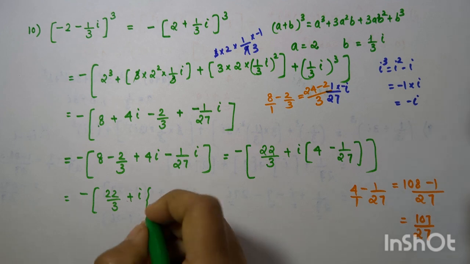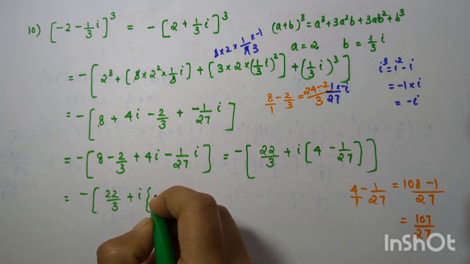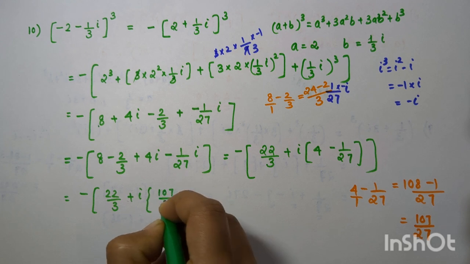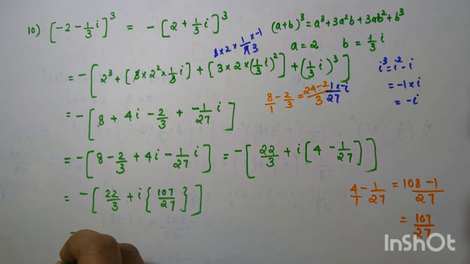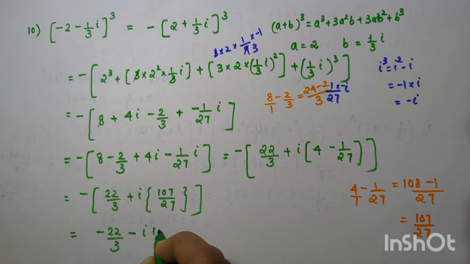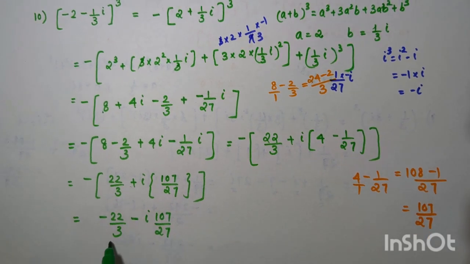Okay, so this becomes 107 divided by 27. Okay, now I am taking this minus inside. So minus 22 by 3 minus i into 107 by 27. So you see, now this is of the form a plus ib.